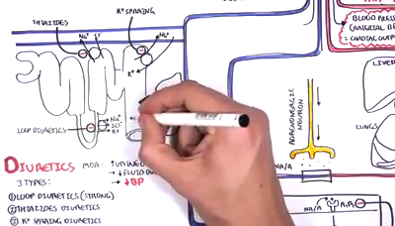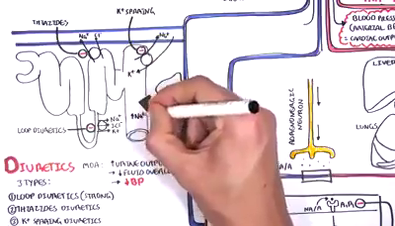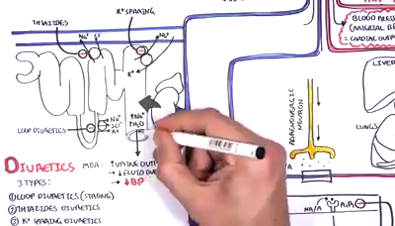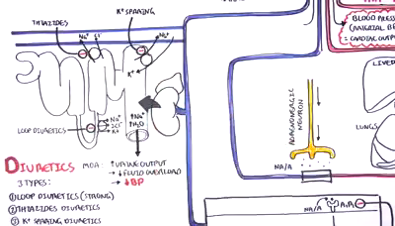And so all these diuretics essentially inhibit sodium from going into the blood. And so you have more sodium being peed out, which means that you have more water being peed out, which means that you will decrease blood pressure.